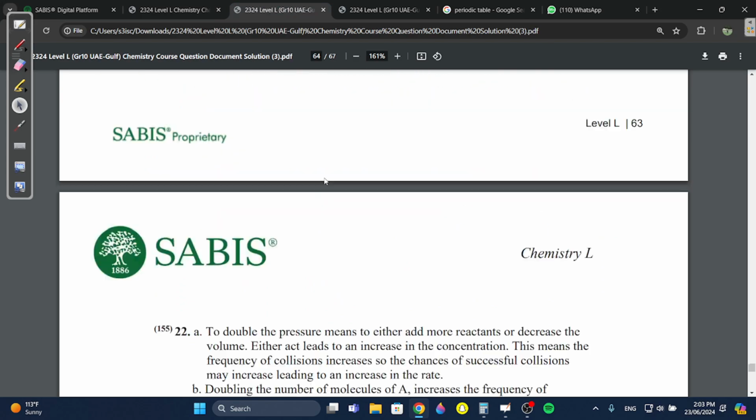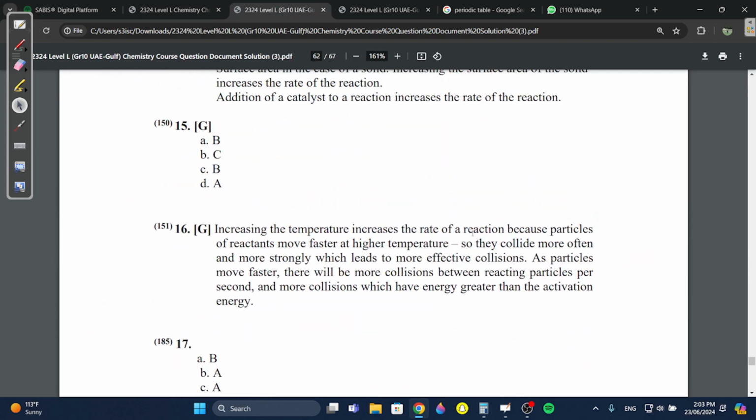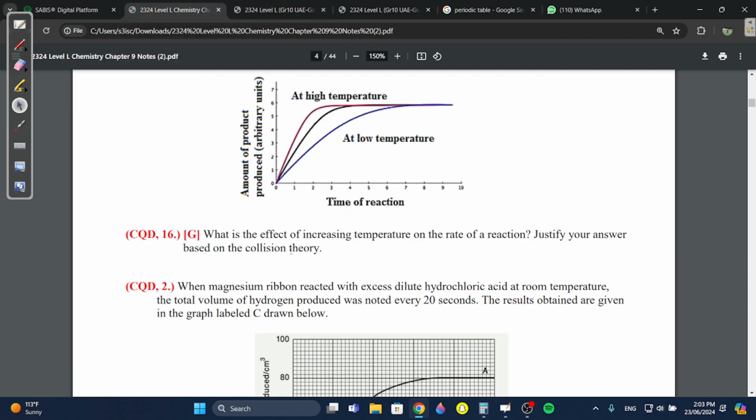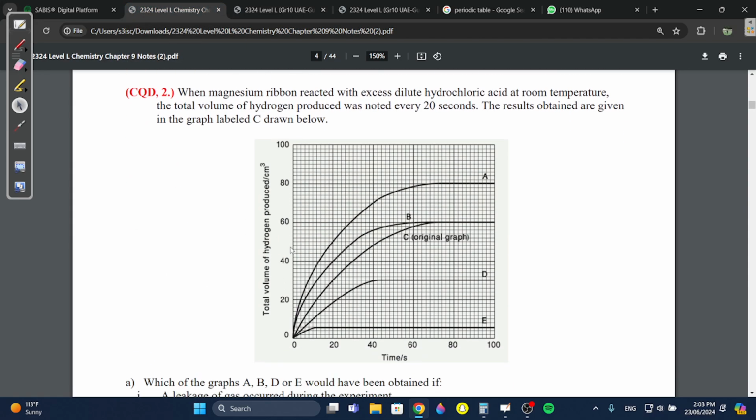So CQD 16: increasing temperature increases rate because particles move faster, so they collide more often, which leads to more effective collisions. It would be good to mention that there will be more particles that have activation energy, because a higher temperature will lead to an increased kinetic energy.